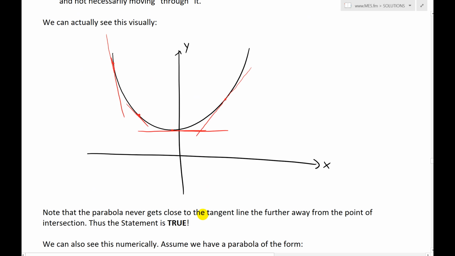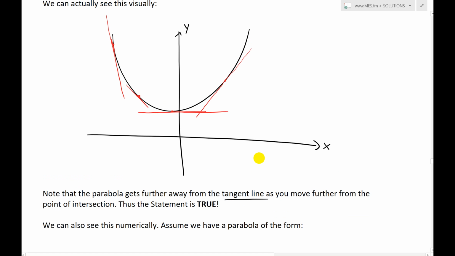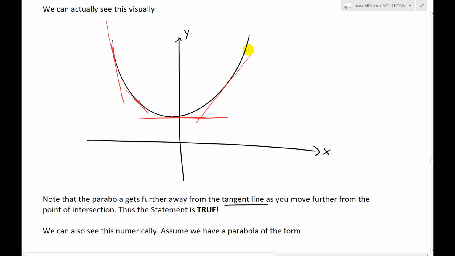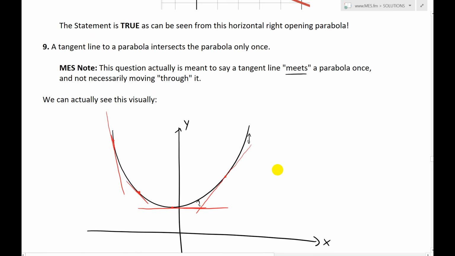So note that the parabola gets further away from the tangent line as you move further from the point of intersection. If you have one here, as you get further and further, there's going to be a bigger and bigger separation, and either way you move, it's always going to be bigger and bigger. Thus, the statement is true: a tangent line to a parabola intersects the parabola only once.